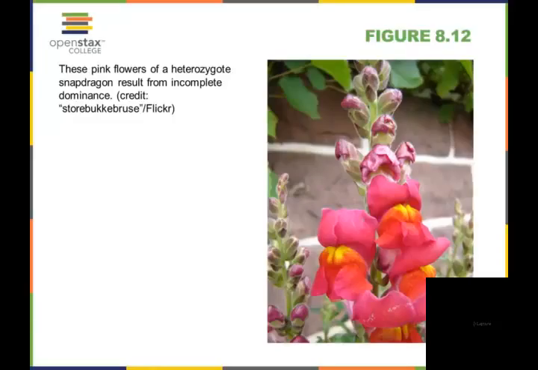So occasionally we do see things have incomplete dominance. These are pink flowers of a heterozygote snapdragon that result from incomplete dominance. So one parent was red, one was white, and the offspring, because of incomplete dominance, is going to be a mix of the two.